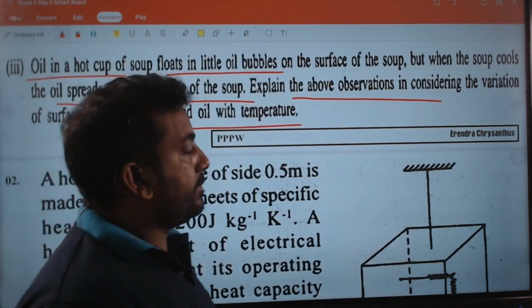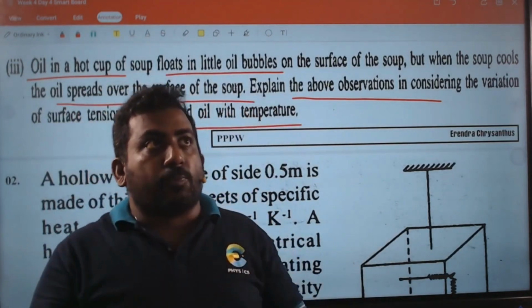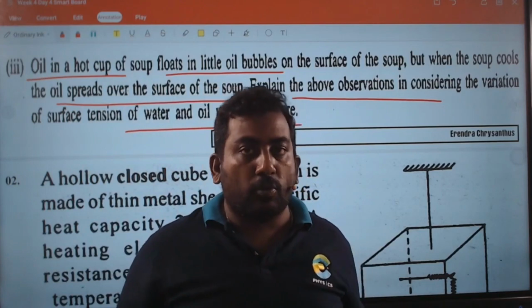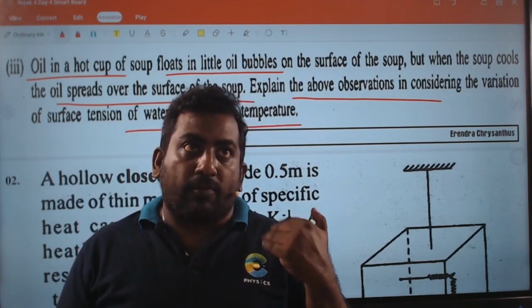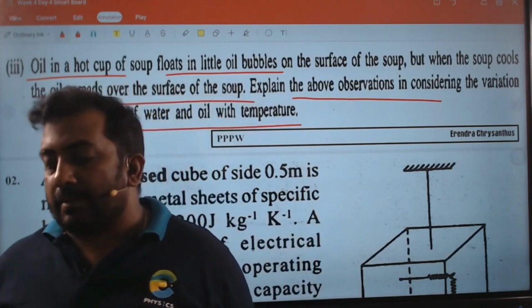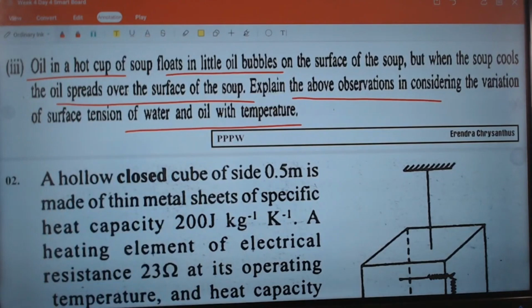But when the soup cools down, the surface tension of water and oil will approximately be the same. Therefore, oil will spread on water in the soup.